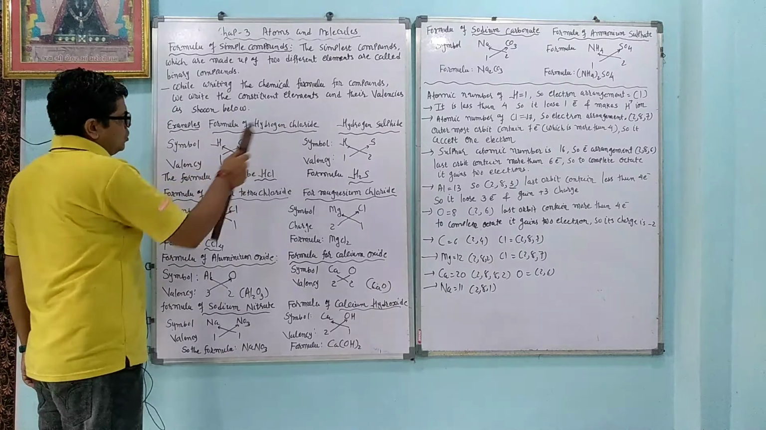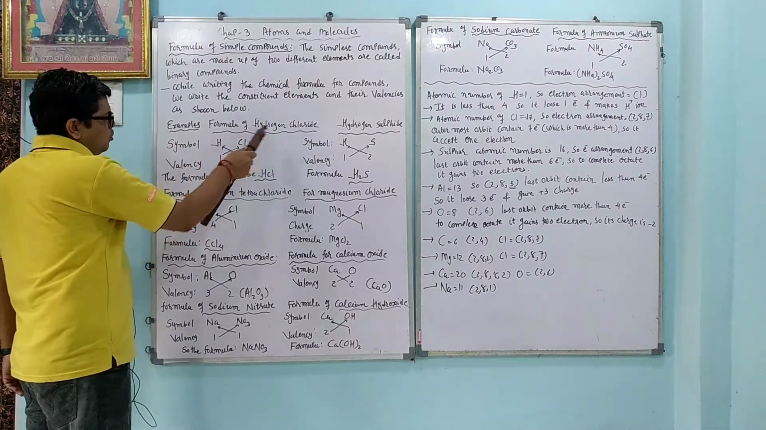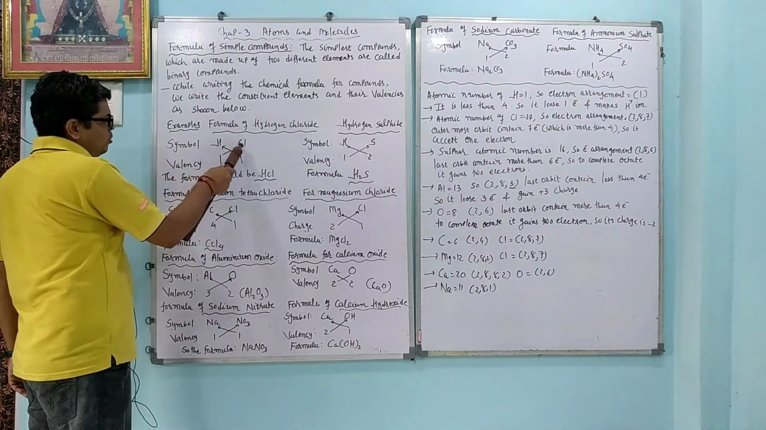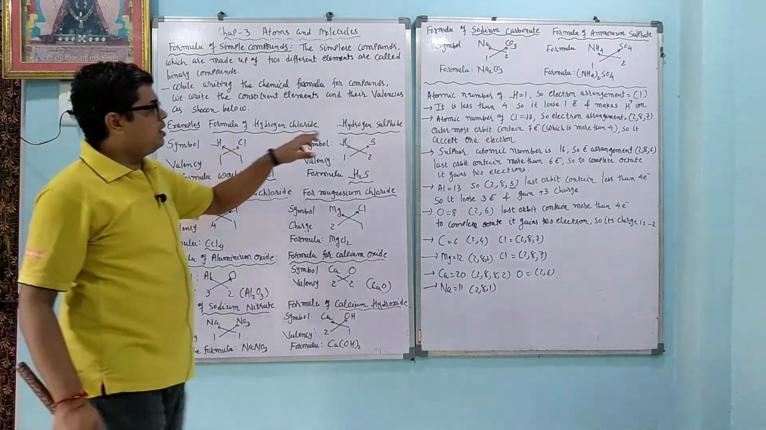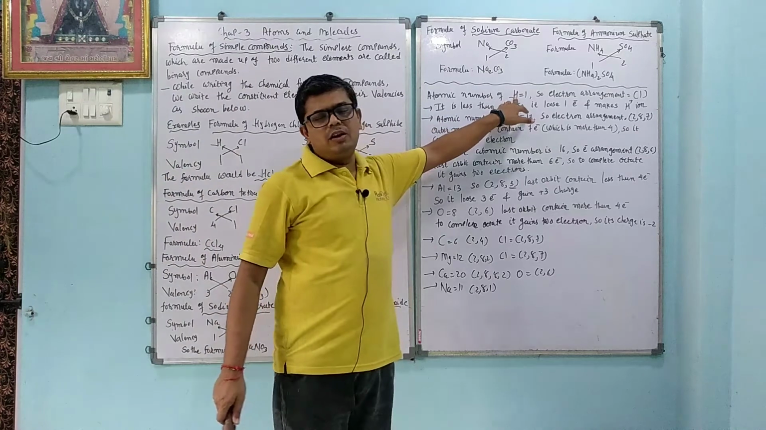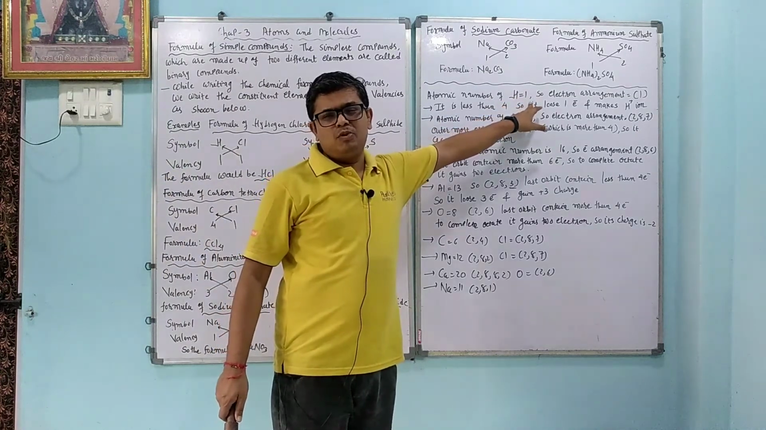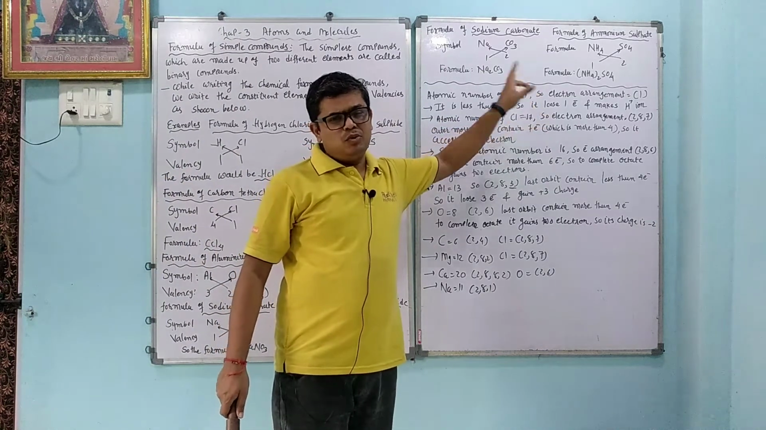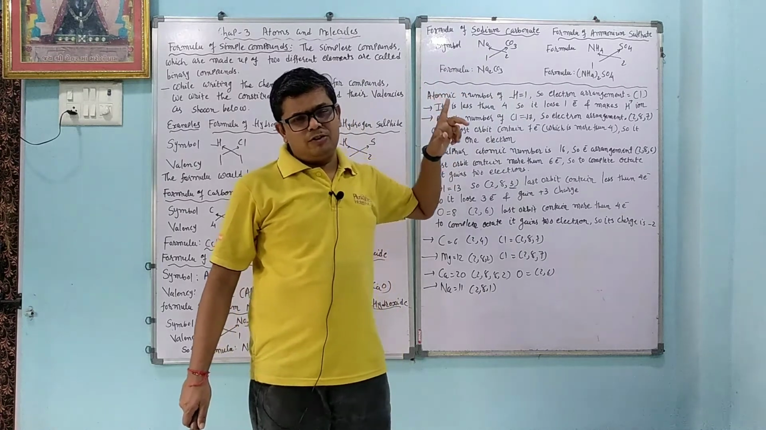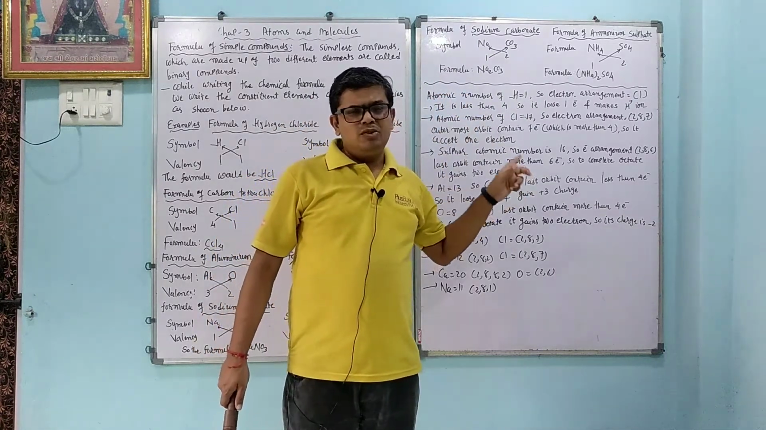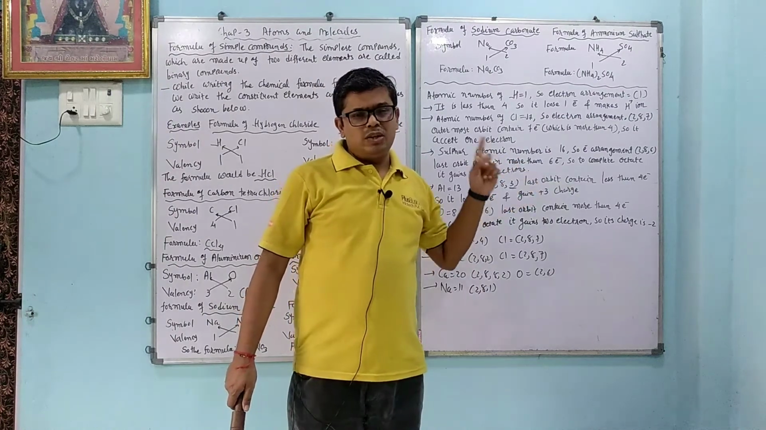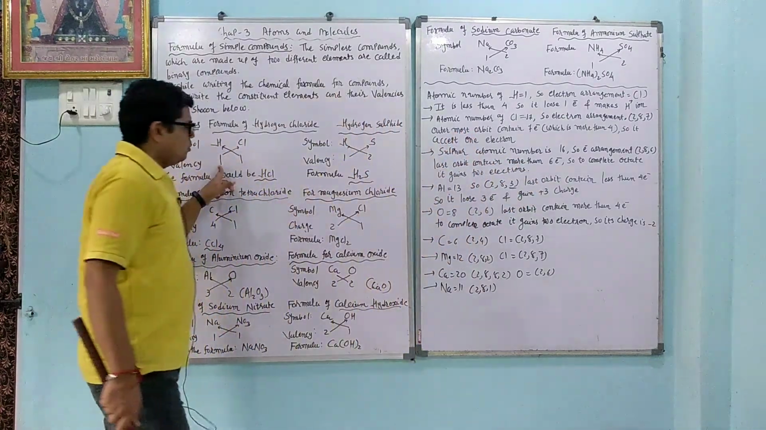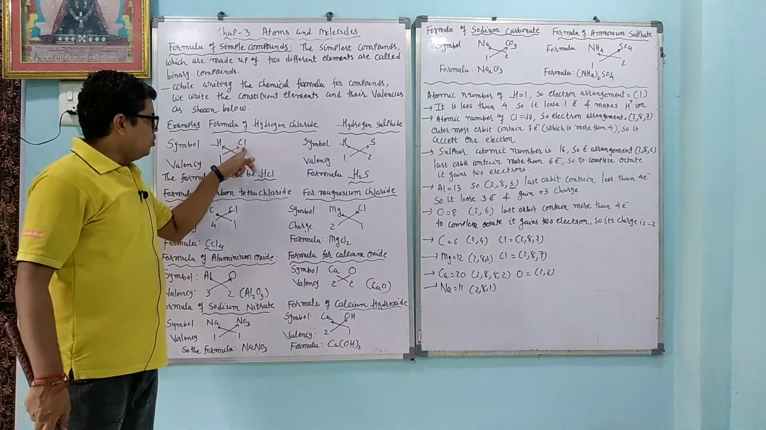Example: formula of hydrogen chloride. For hydrogen chloride, at least we know the symbols of hydrogen and chlorine. Now hydrogen's valency is 1. How do we know that? Because hydrogen's atomic number is 1, with 1 proton and 1 electron. So the outermost orbit contains 1 electron, which is less than 4. So it has a tendency to lose the electron. It loses 1 electron, so its valency is 1.